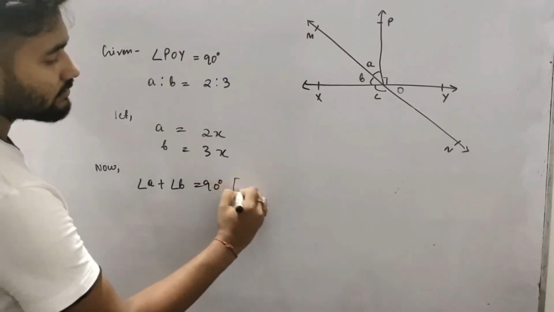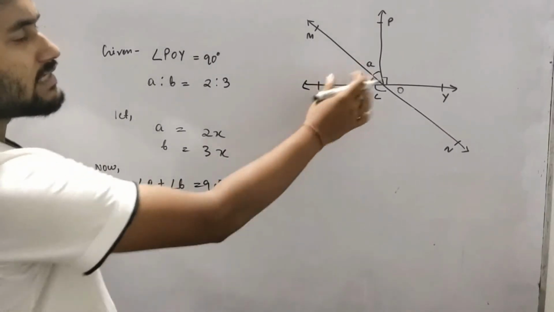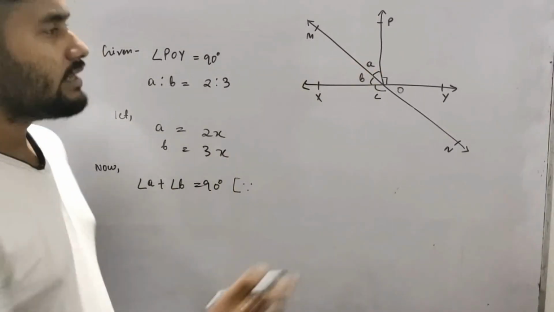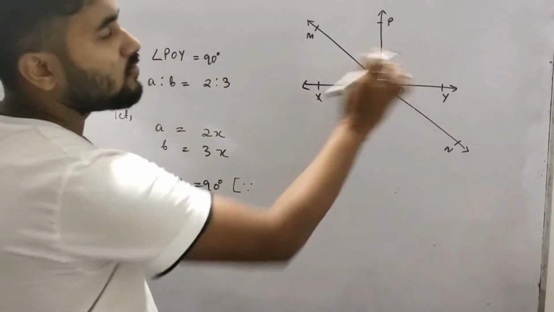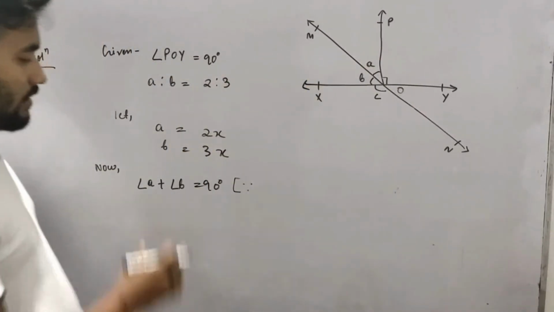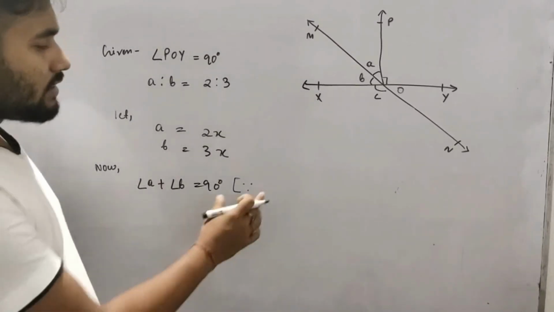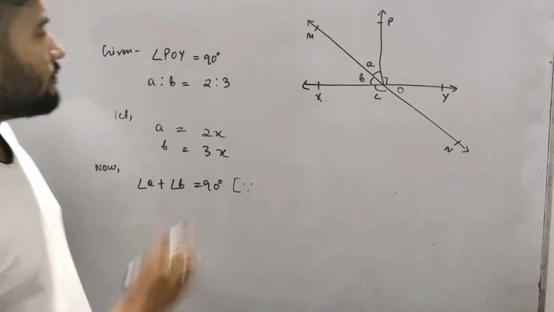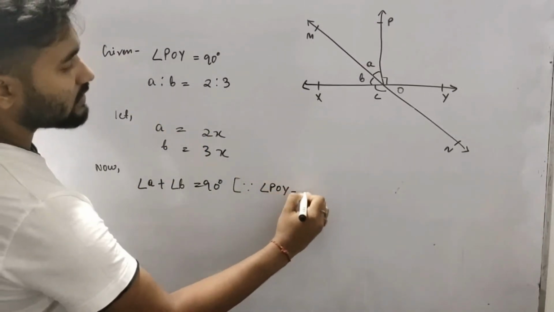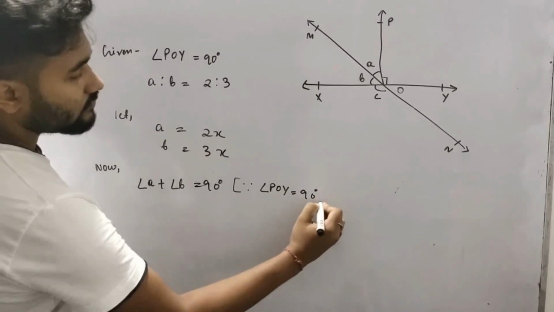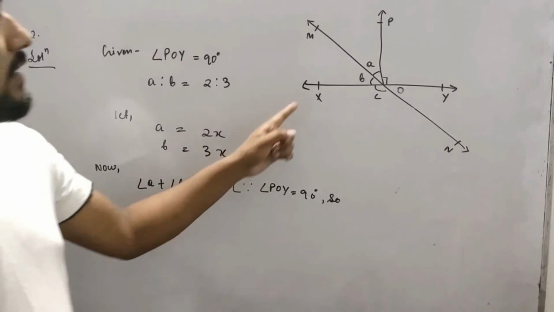You can say like that. Since you give a reason, why is it 90 degrees? It is not written in the question, right? In the question, what is given? In the question, it is given that angle POY is 90 degrees, and we have written that this part is 90 degrees. Clearly, it will be 90 degrees, but still you give the reason. Since angle POY is equal to 90 degrees, so what is this angle's name?